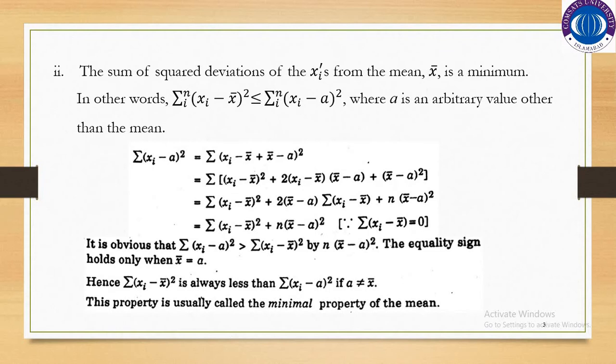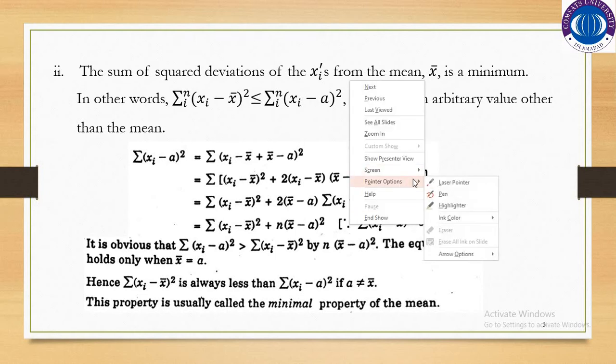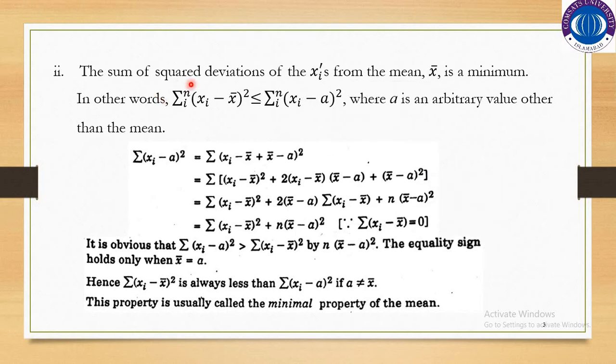In this part, we will start with the second property of the arithmetic mean, which says that the sum of squared deviations of the observations. Remember that in the first part, in which we discussed the first property, it was written there that the sum of deviations from its mean. Now it is written here that the sum of squared deviations of the observations from the mean x bar is a minimum.